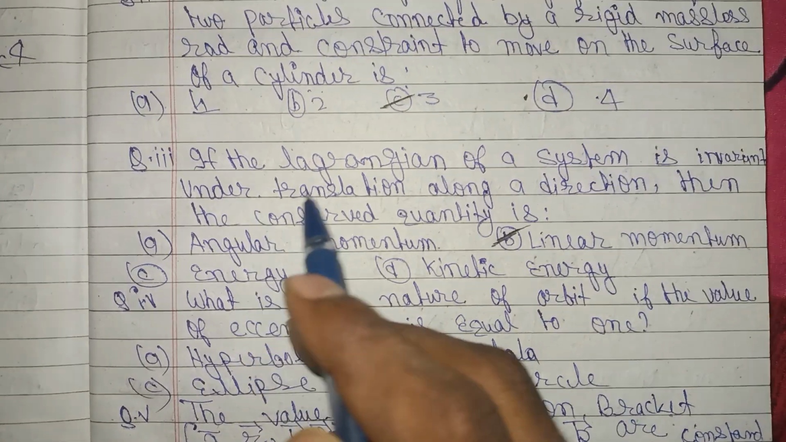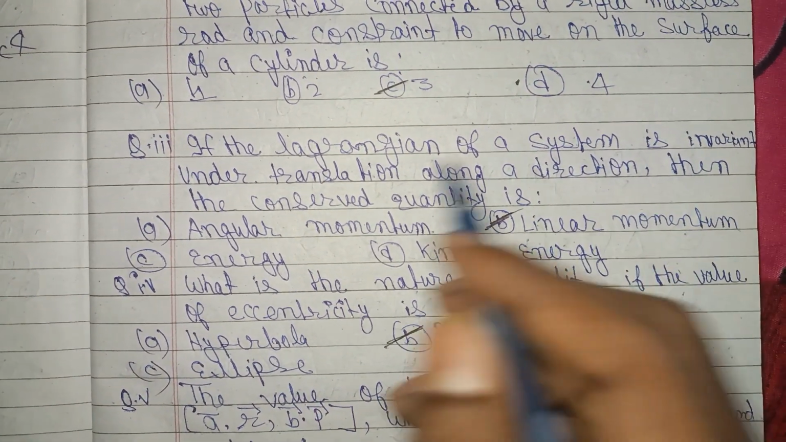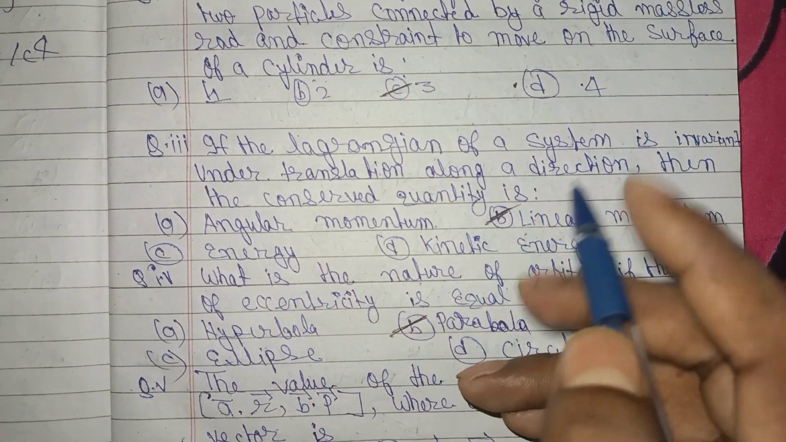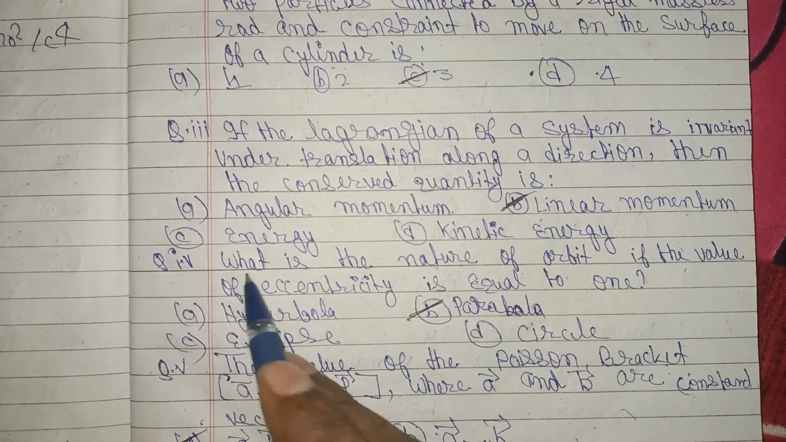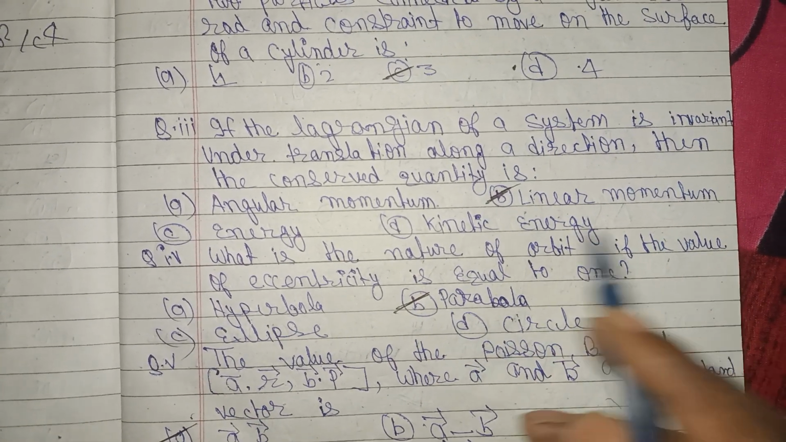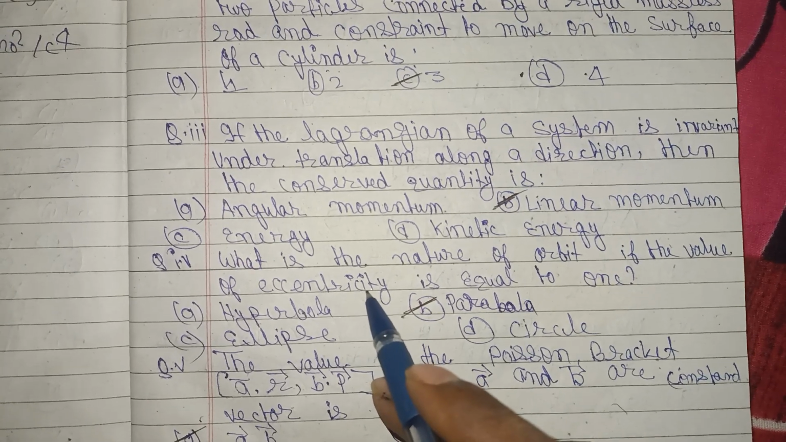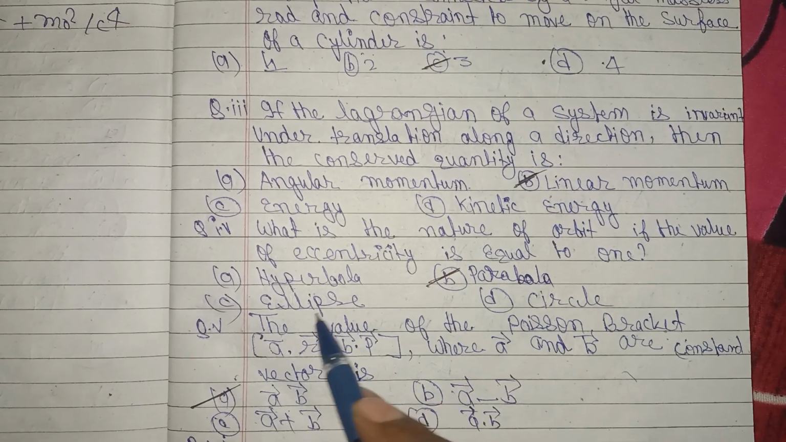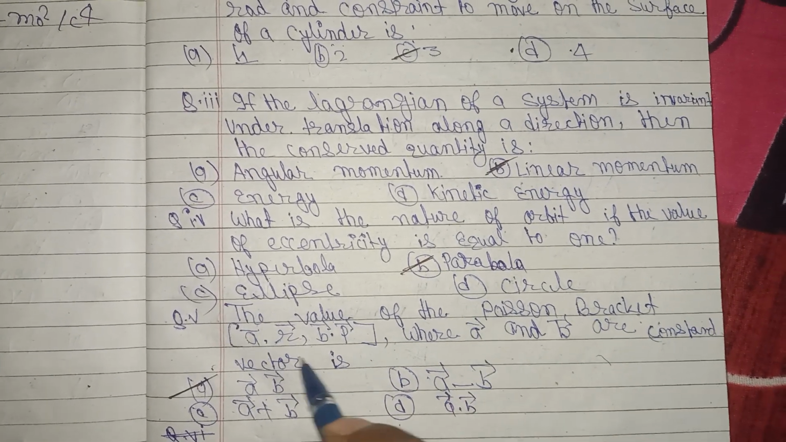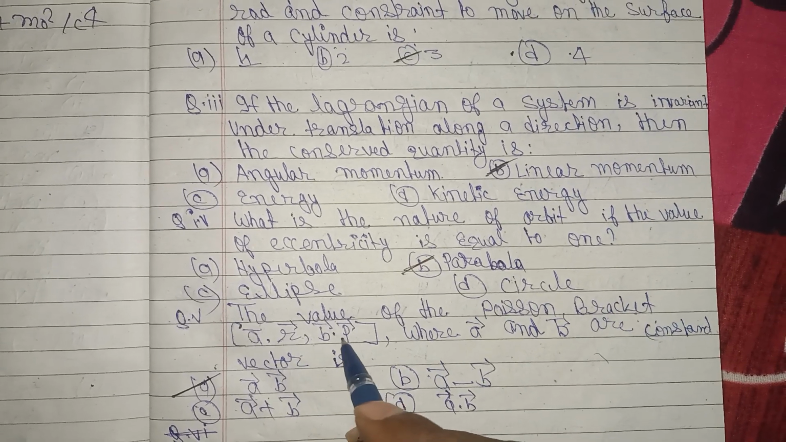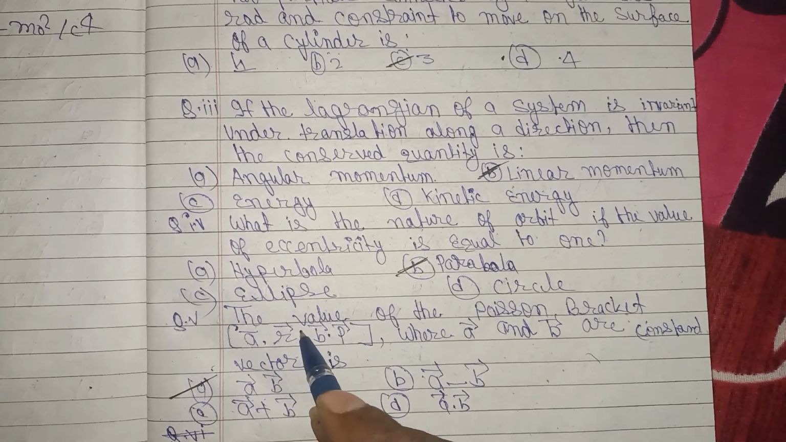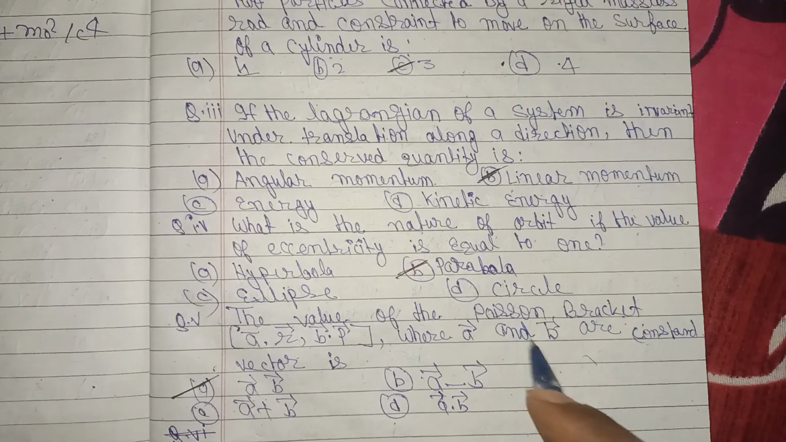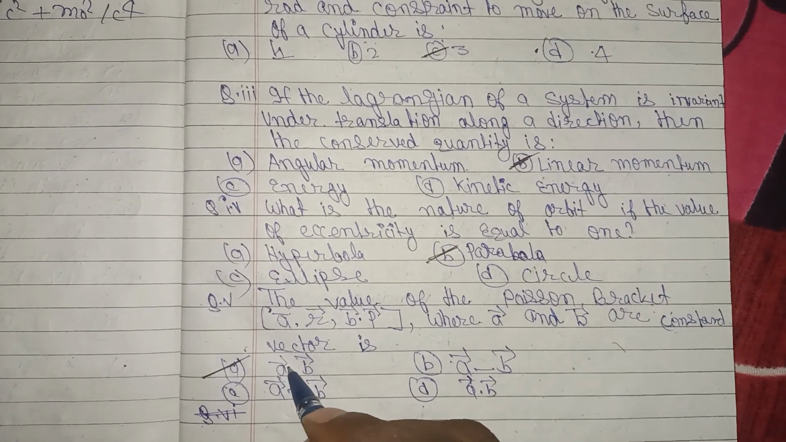Question number 3: if the Lagrangian of a system is invariant under translations along a direction, then the conserved quantity is linear momentum. Question 4: what is the nature of the orbit if the value of eccentricity is equal to 1? Parabola. And the value of the Poisson bracket [a·r, b·p], where a and b are constant vectors, is a·b.